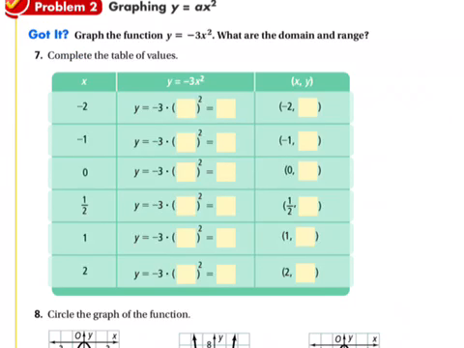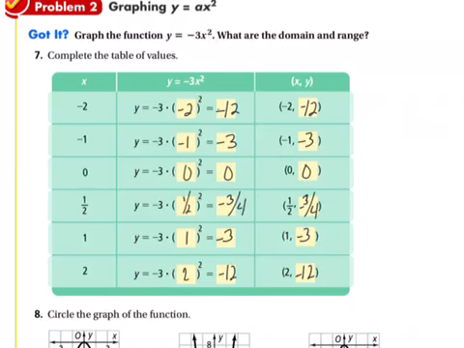Here we're going to graph the function y equals -3x squared. Now we know this is a quadratic function because it has a degree of 2. We also know that the graph will be a parabola. But let's go ahead and complete the table of values, and then we'll look at possible graphs.